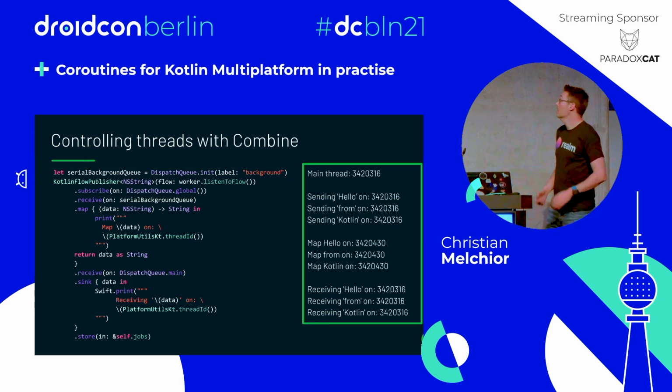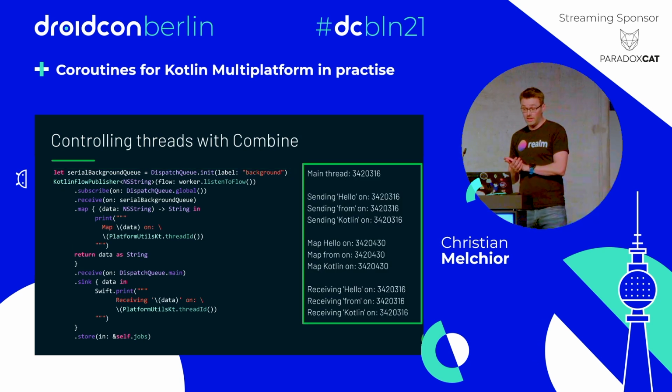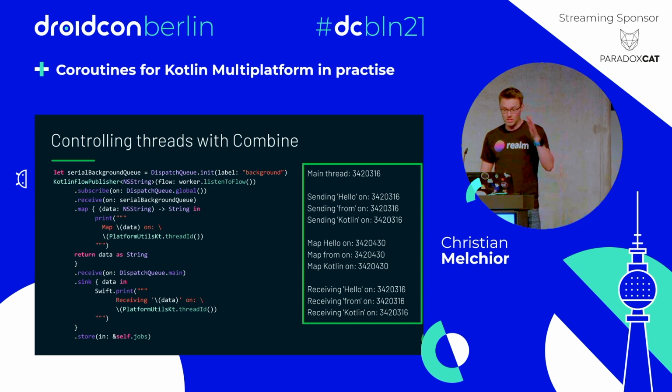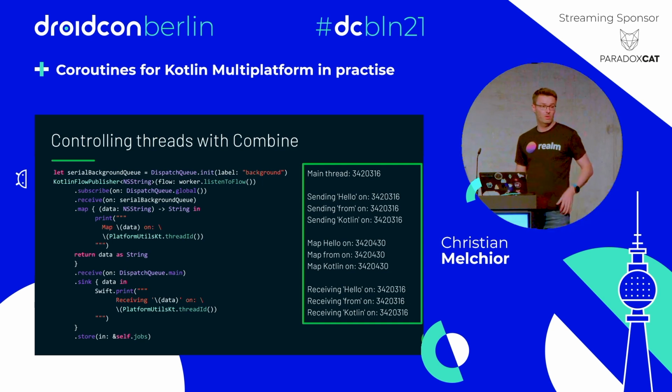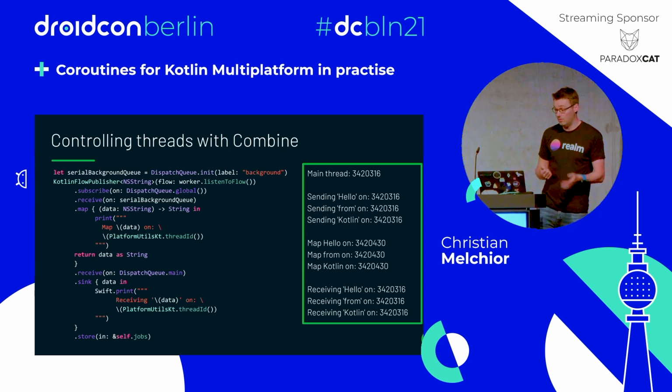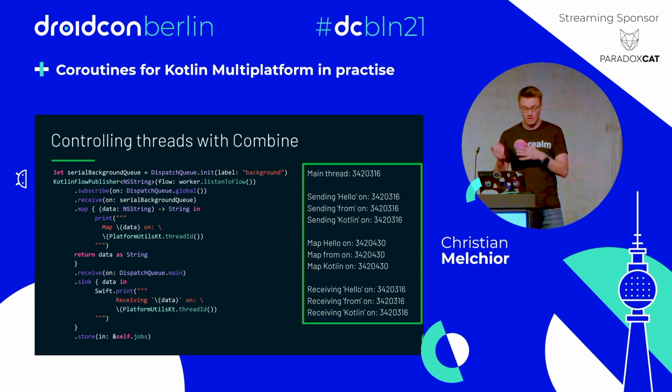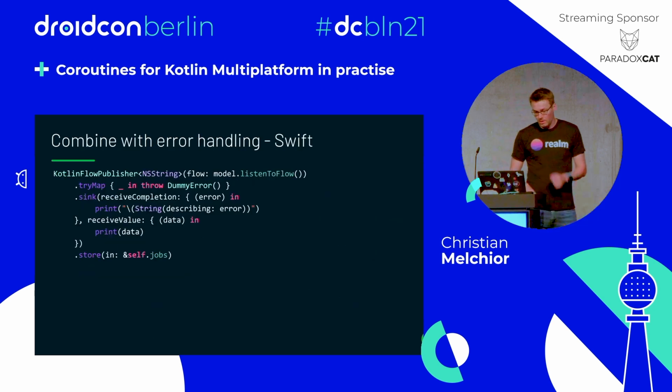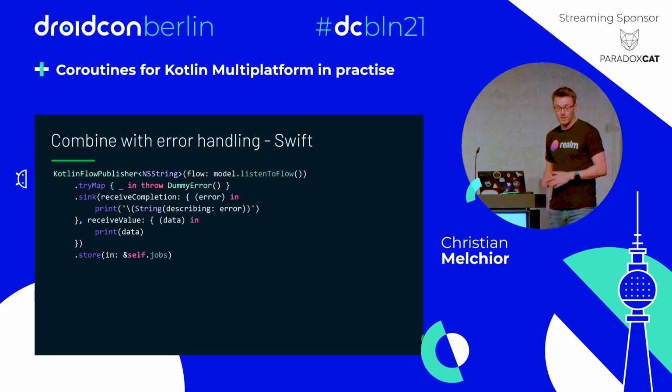And if we do this, then we can see that things do work correctly. We are sending things from the main thread, because that was how we defined the work to happen on the Kotlin side. But now all the mapping operations actually happen on the background thread. And once that is done, we finally receive them on the UI thread, so it can be updated there. But what about error handling?